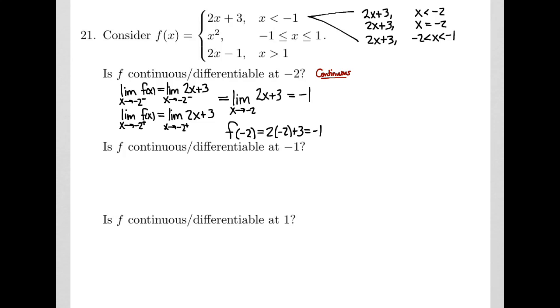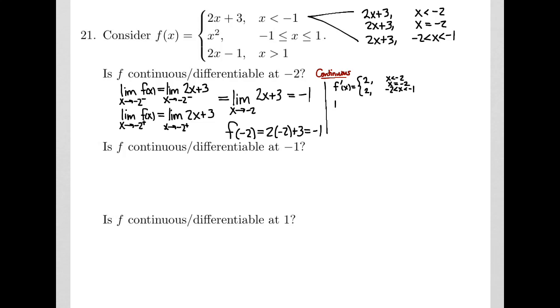The second step is to determine if it's differentiable. And to do that, I need to see if the derivatives on the left and the right go to the same formula. So, my derivative to the left, 2x plus 3 has a derivative of 2 when x is less than -2. When x is between -2 and -1, again the formula is 2. And so we're now interested in what happens at -2.